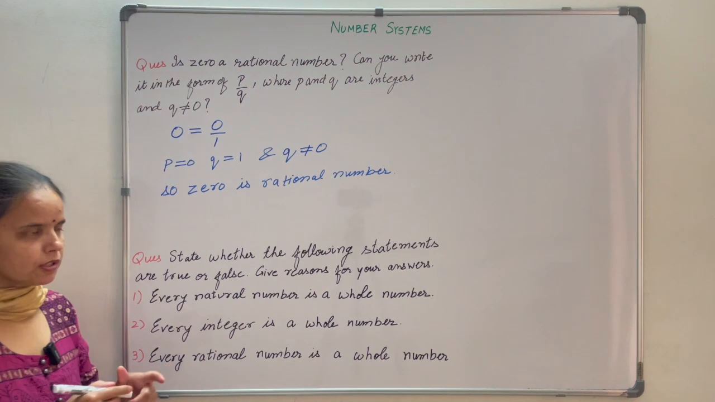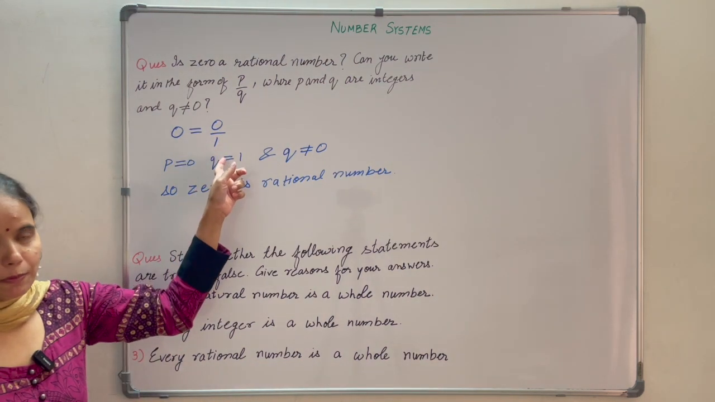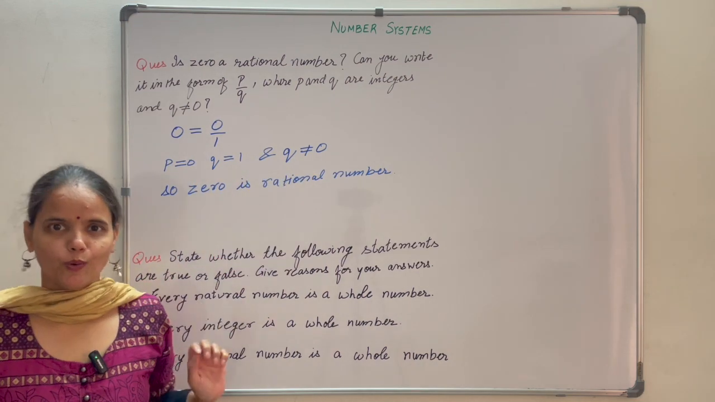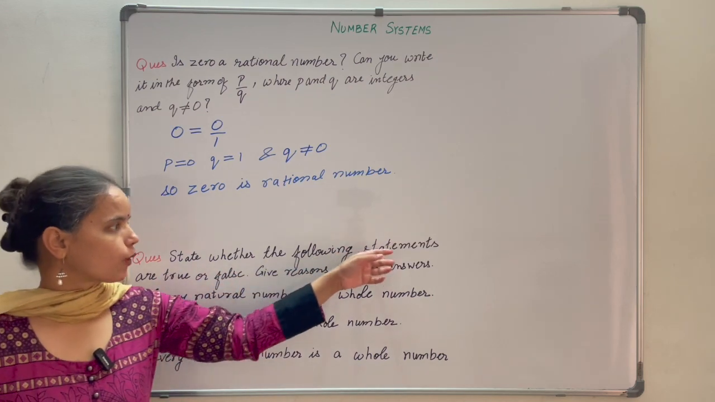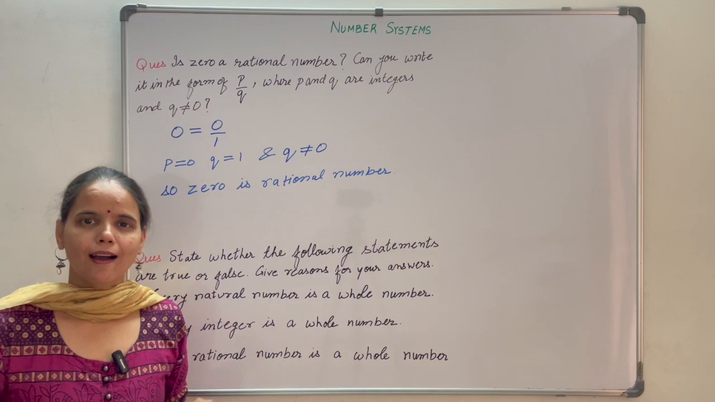Second part of the question is already answered because you have written this 0 in the form of p by q, where p and q are integers and q is not equal to 0. Now let us take the second question. State whether the following statements are true or false. Give reasons for your answers.